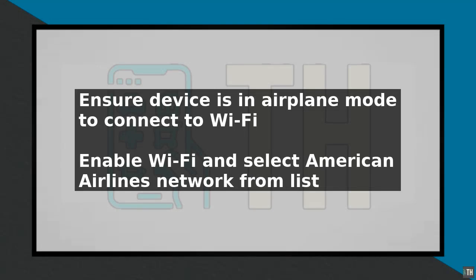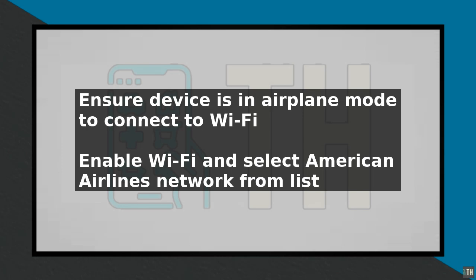To get Wi-Fi on American Airlines, start by ensuring your device is in airplane mode. Enable Wi-Fi and select the American Airlines network from the list of available networks. The network name will typically be AA in-flight or similar. Once you have connected to the network, open a web browser on your device and navigate to ainflight.com.